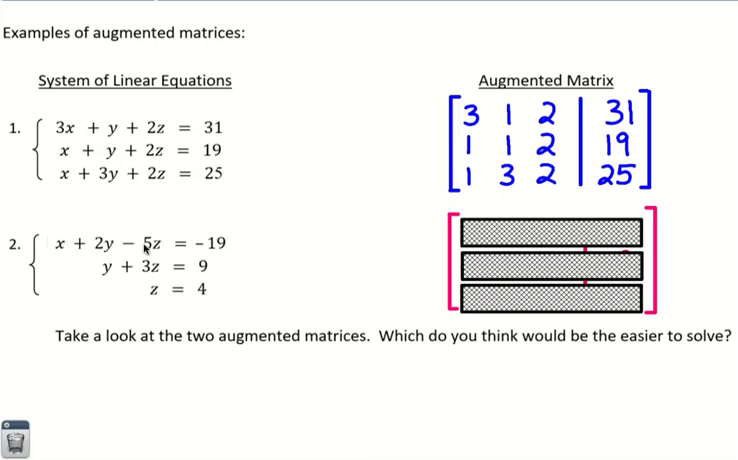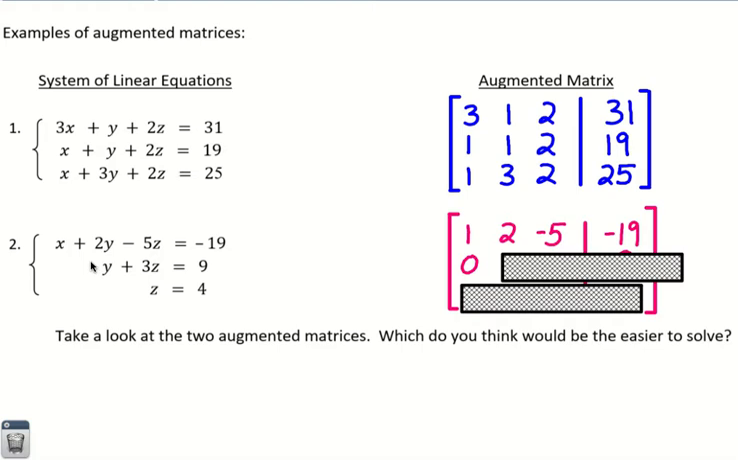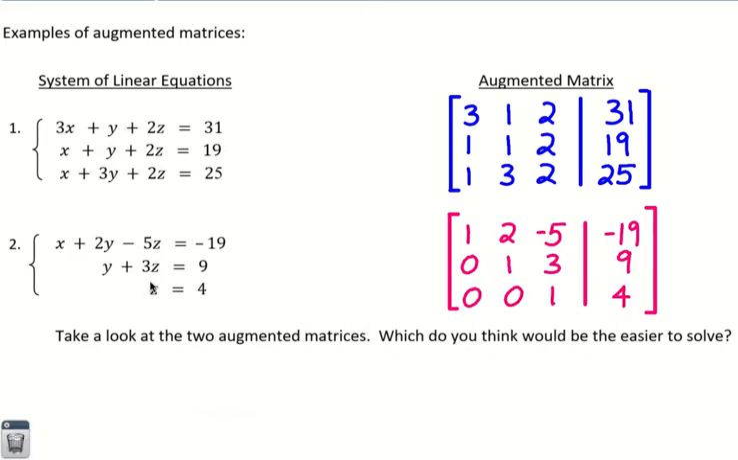1, positive 2, negative 5, and then negative 19. And the placeholder here for this missing x term should be 0, and then just the coefficients here, positive 1, positive 3, and positive 9. We actually had a couple placeholder zeros in row 3 before we had a positive 1 for the z and a positive 4 over here.